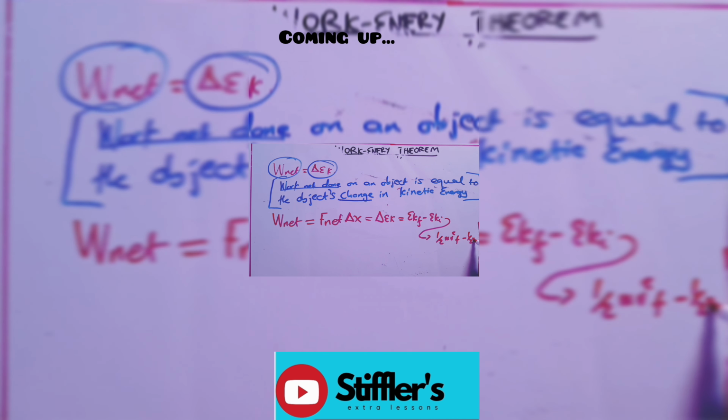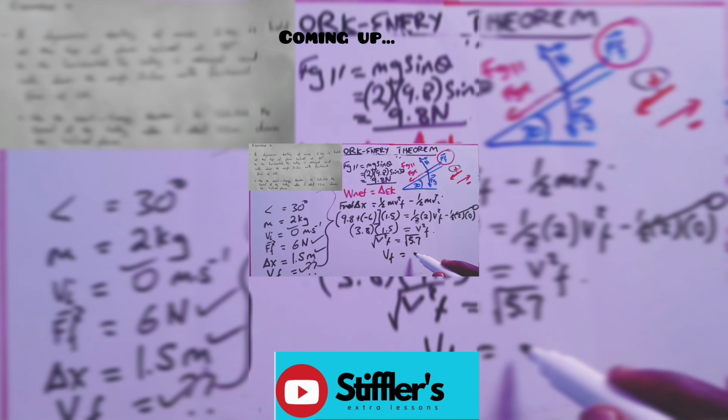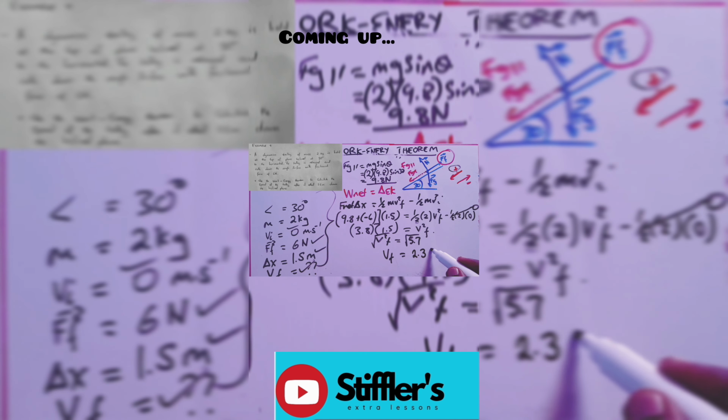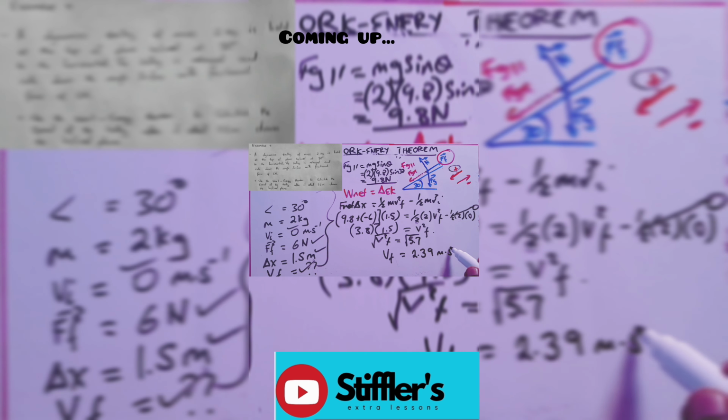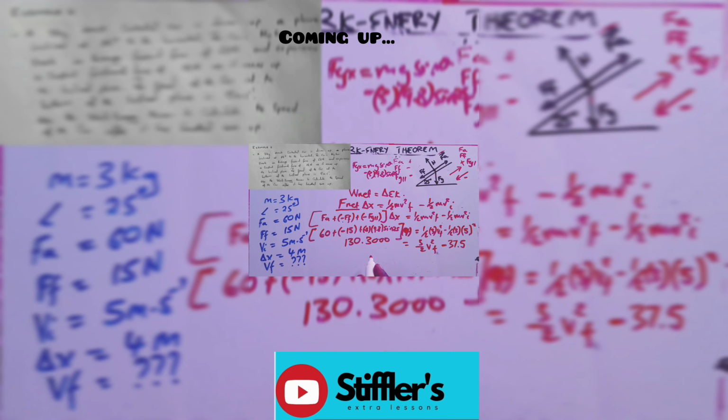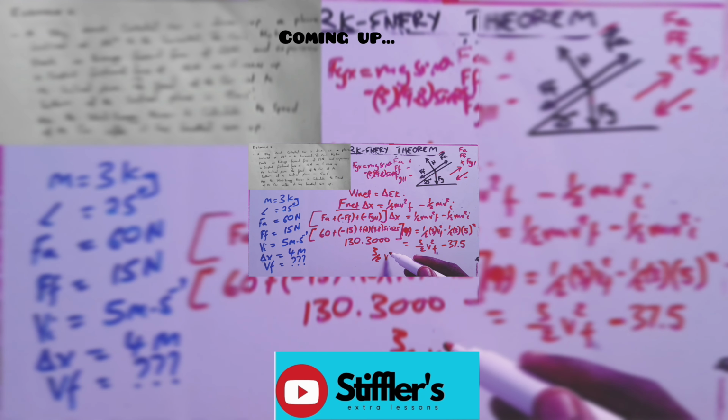You can use the amount of 5.7, and now we can square root both sides. So we get v final will be equal to 2.39 meters per second down the plane. So this is how we can, after adding everything, we have that 3/2 v squared final equals to.